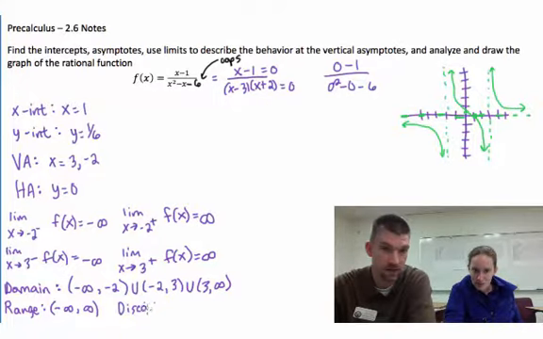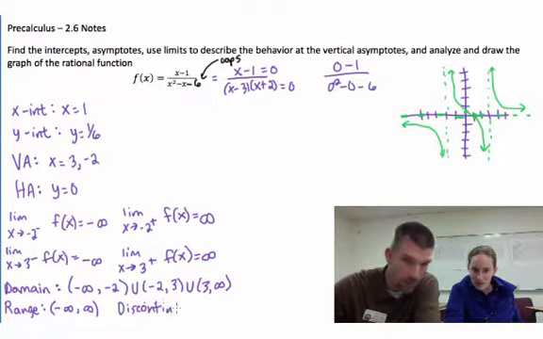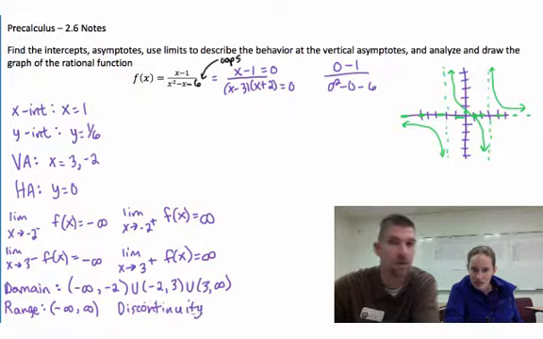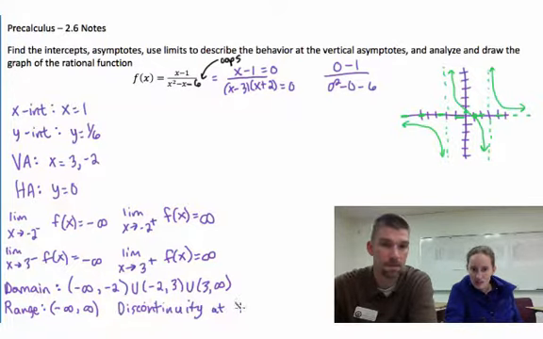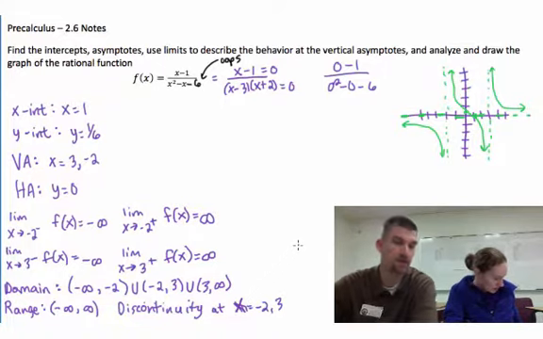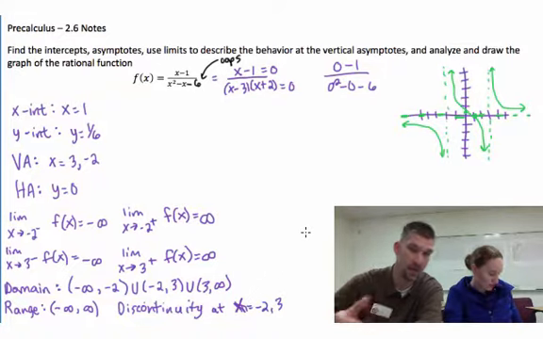Do you not know what the word is? Discontinuous graph. What are you writing there? Discontinuity at x equals 2 and 3. Yes, that's what I said. I feel like your handwriting has suddenly gone haywire.